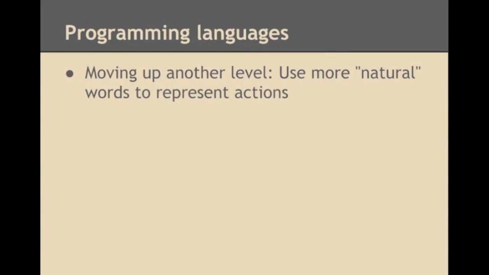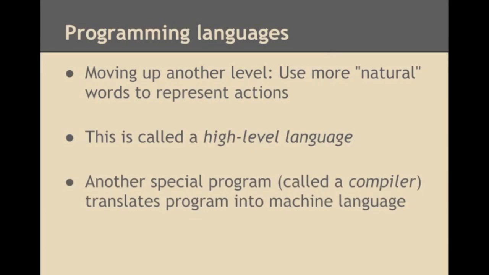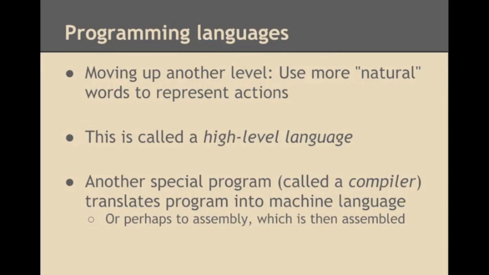So we move up another level where we use more natural words to represent actions, and that's called a high-level language. And then we have another special program called a compiler that translates that program into machine language. Or maybe it goes first to assembly language, which is then assembled. Okay, but the nice thing about a high-level language is it's not tied to the underlying machine language directly. So we can write a program and then compile it to run on different platforms. So the program becomes portable. We can move it from one place to another, one computer to another.